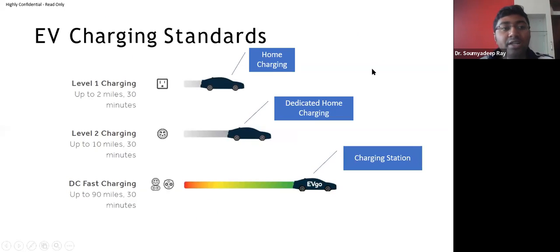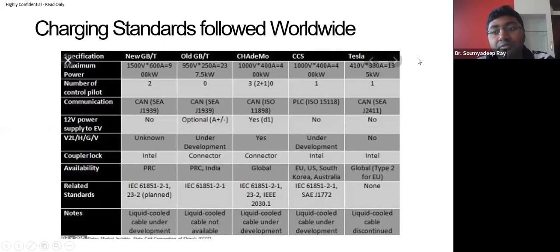So yeah, definitely I'll go through and cover the charging first. There are some EV charging standards: level 1, level 2, and DC fast charging. Definitely, worldwide there are charging standards. You cannot wake up from your dream and build any charger. You have to follow some protocol all over the world.